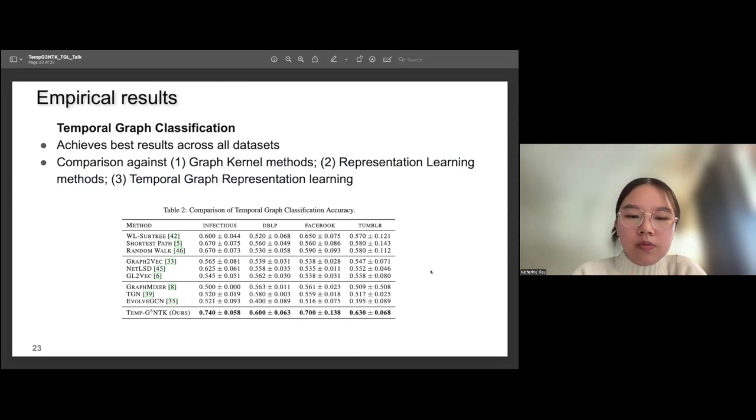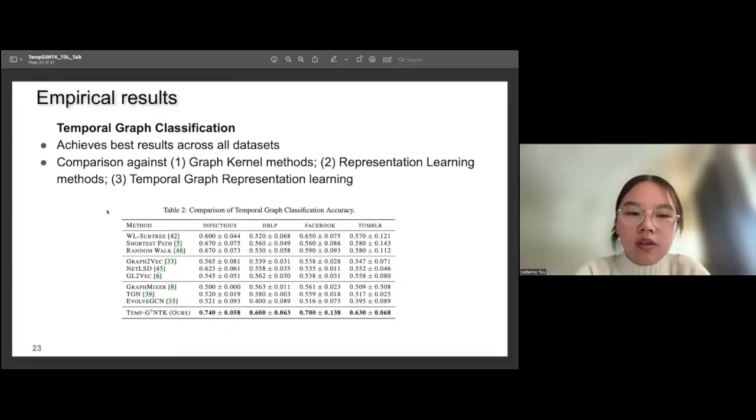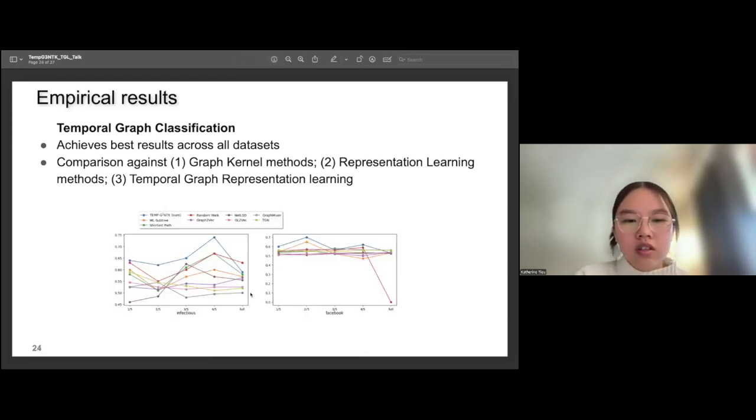Overall, we can see that without using neural network training, our method achieves some competitive results over these real-world datasets. The experimental setting for temporal graph classification is for labels unchanged across time, so we take into account the whole temporal graph and then predict its label at the final time. Since the label is unchanged, we start by accumulating across timestamps.